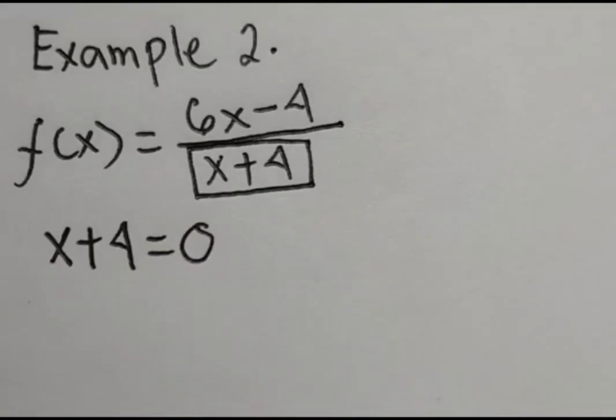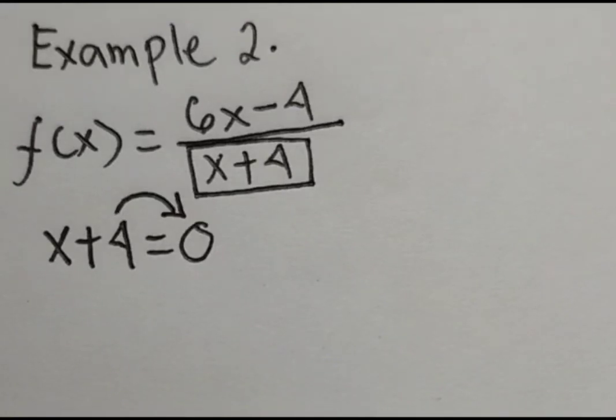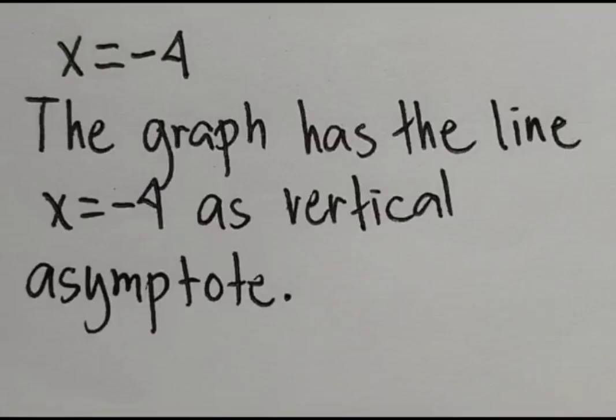x plus 4 equals 0. Then move the positive 4 to the right side, so it will become x equals negative 4. Why does it become negative? Because before you move it to the right side, it is positive. So after you move it to the right side, it will become negative. Therefore, our vertical asymptote is x equals negative 4. So the graph has the line x is equal to negative 4 as a vertical asymptote.